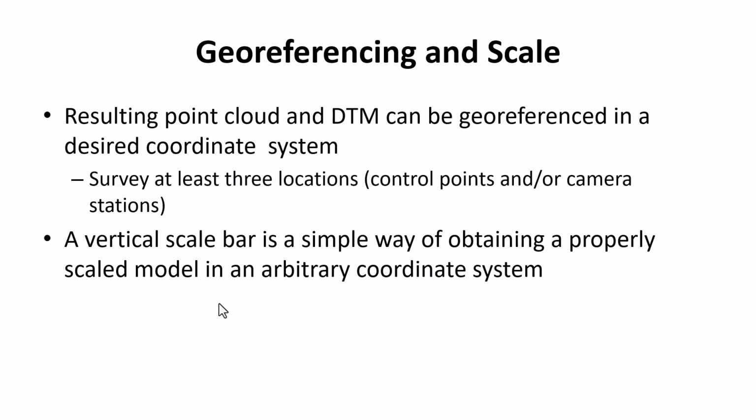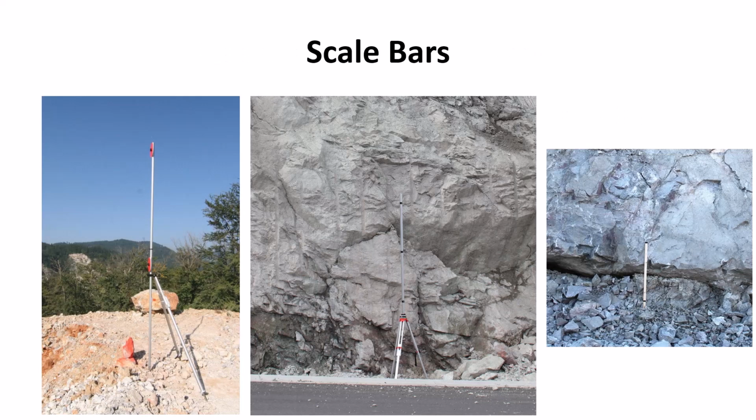A simpler way, where we may not need to worry about having the end product georeferenced, is to use a vertical scale bar. You can create a properly scaled model, with the vertical part of that model matching vertical in the field, by using a scale bar. Its easting and northing will be arbitrary, but that may not be of relevance as long as the 3D model has a proper scale and is vertically aligned. So here are some examples of what a scale bar could look like. Of course, if you're going to use a scale bar, it's important to have it vertical.